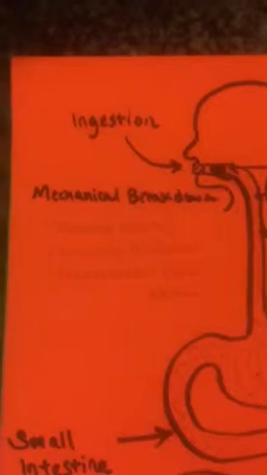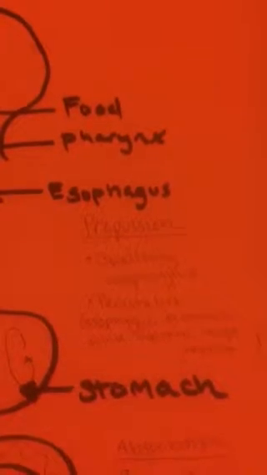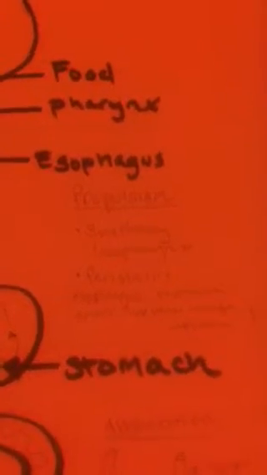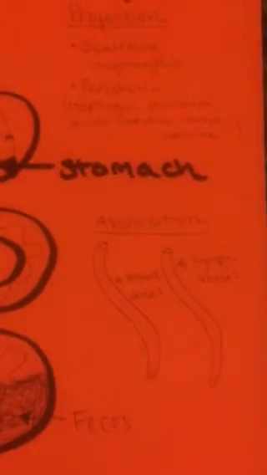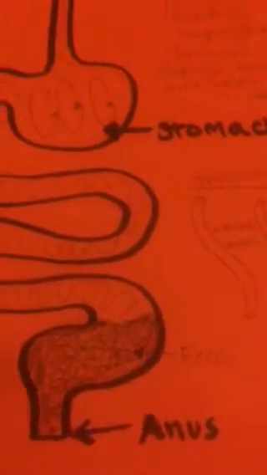In the mouth, it undergoes mechanical breakdown via chewing, and in the stomach it undergoes churning, and then in the small intestine, segmentation. In the esophagus, it undergoes propulsion via swallowing through the oral pharynx, as well as peristalsis in the esophagus, stomach, small intestine, and large intestine. Now, in the small intestine and large intestine, it undergoes absorption via blood vessels as well as lymphatic vessels. And finally, in the anus, it is excreted as feces.